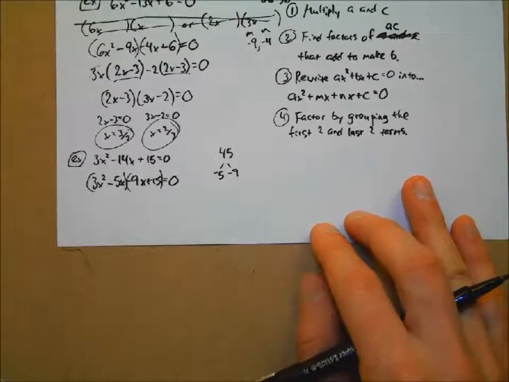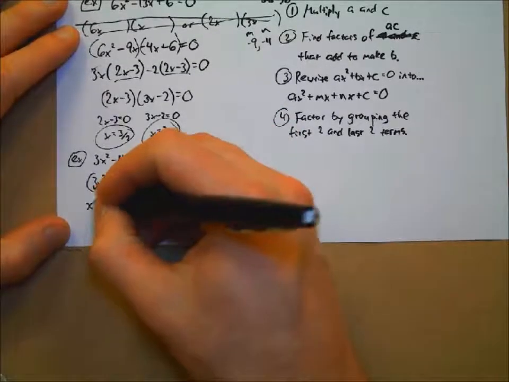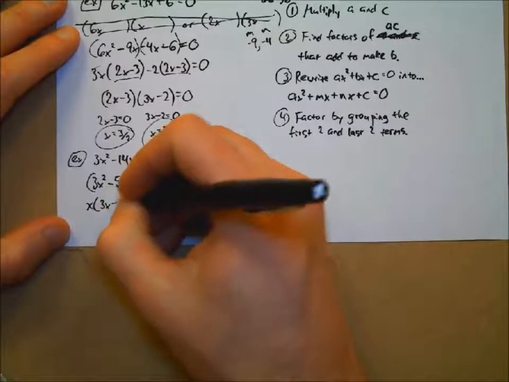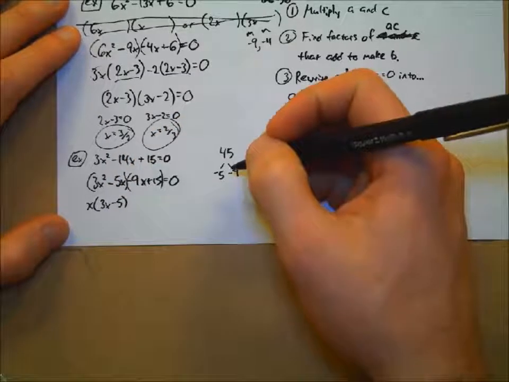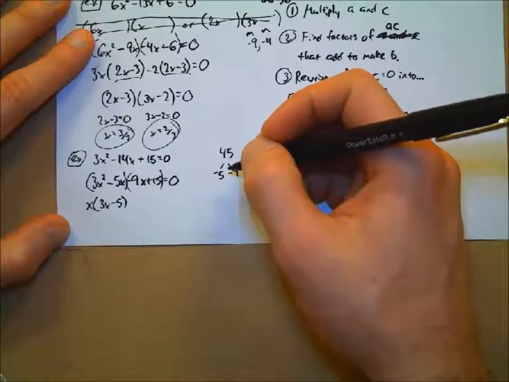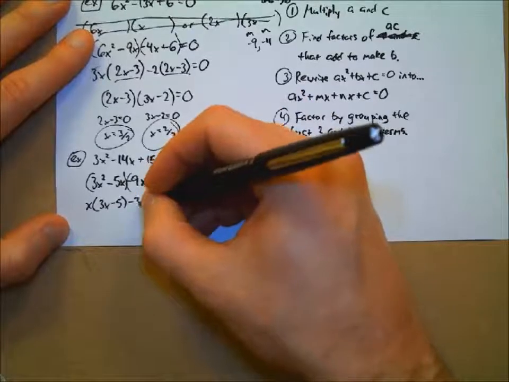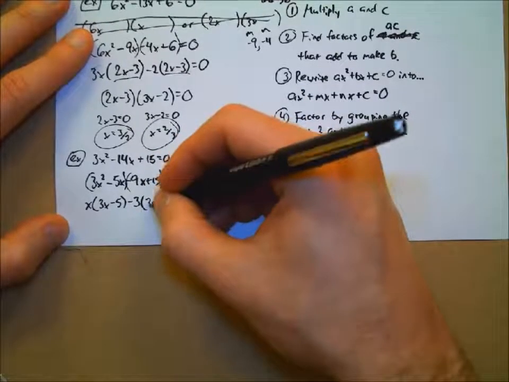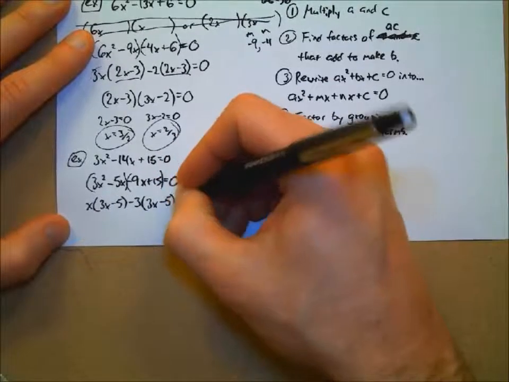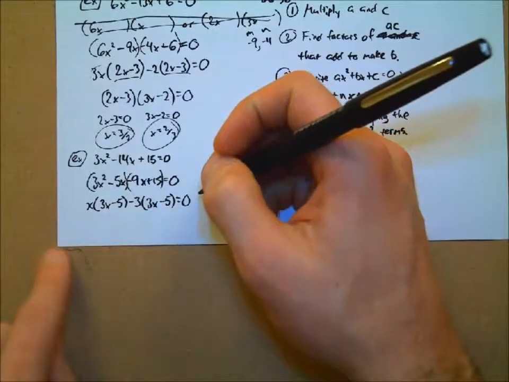Out of that first group, what can we take out? X. Out of the second group, what can we take out? Negative, not a 5, 3, right? Because 9 can't be divided by 5, but it can be divided by 3. So we'll take out a negative 3. That leaves then a positive 3x behind and a negative 5 here. And look at that, 3x minus 5, 3x minus 5. So we can take that out.